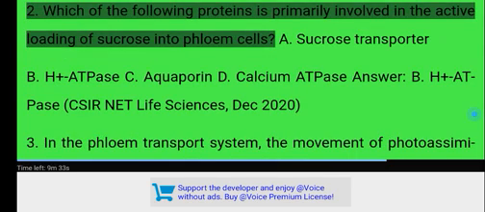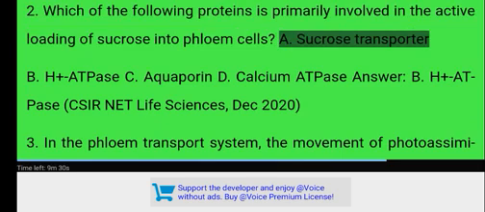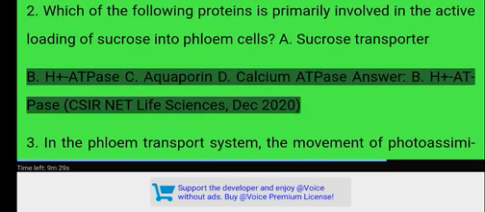2. Which of the following proteins is primarily involved in the active loading of sucrose into phloem cells? A, sucrose transporter; B, H plus ATPase; C, aquaporin; D, calcium ATPase. Answer: B, H plus ATPase. CSIR NET Life Sciences, December 2020.